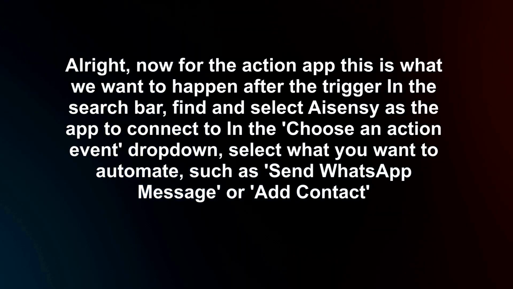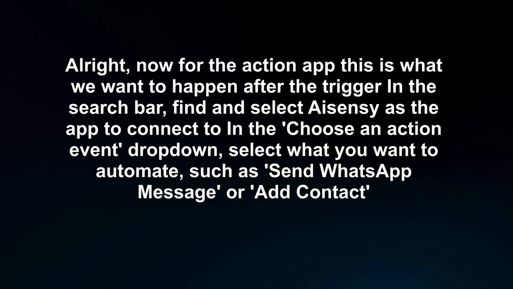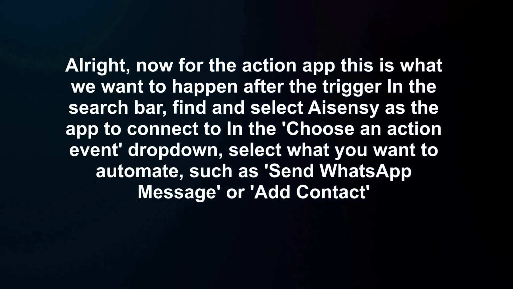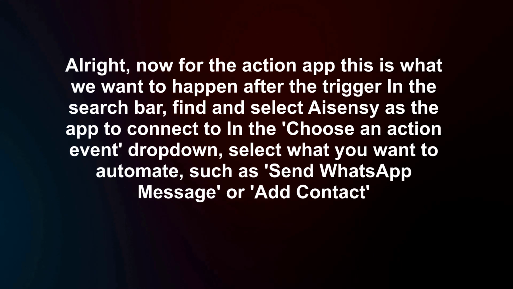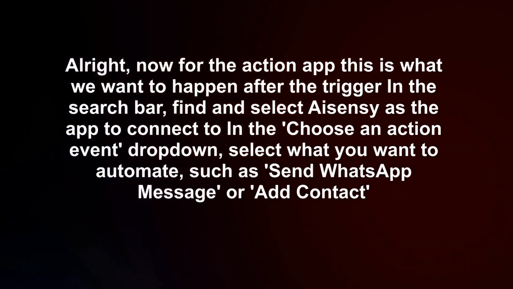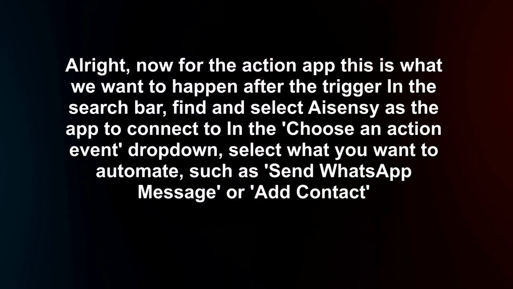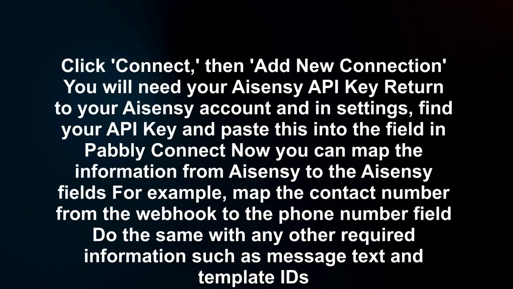Alright, now for the action app. This is what we want to happen after the trigger. In the search bar, find and select Aisensy as the app to connect to. In the Choose an Action event dropdown, select what you want to automate, such as send WhatsApp message or add contact. Click Connect. Then add new connection.